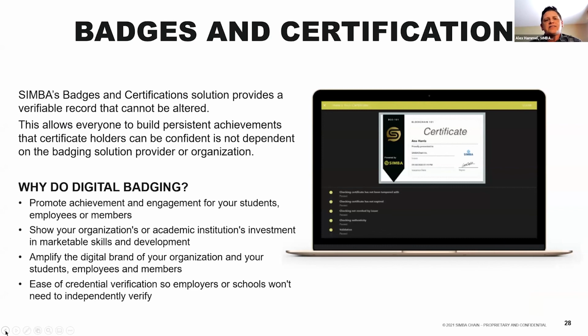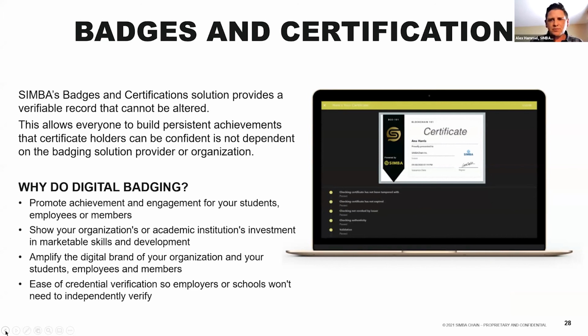Another great use that SIMBA has been working on is badges and certifications. We've seen a really huge explosion in the number of badges, achievements, and certifications. Any of these things are becoming very, very popular. Currently, you may be able to check on some of those, but some platforms don't even have the ability for you to go and verify that yourself.